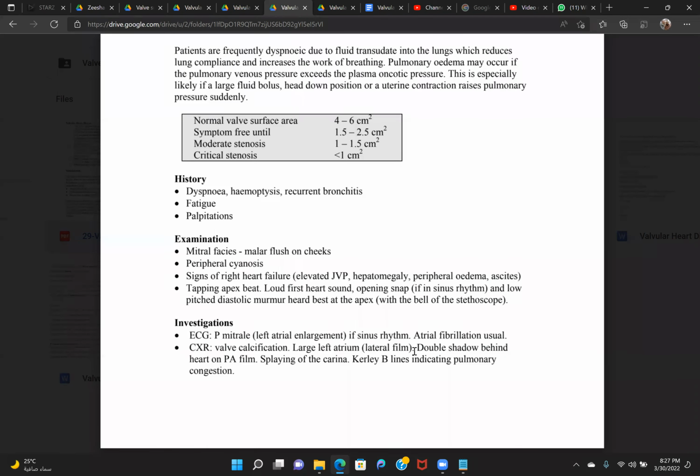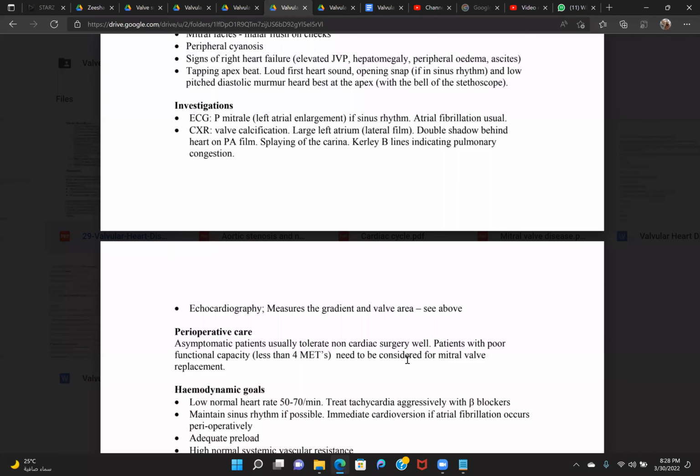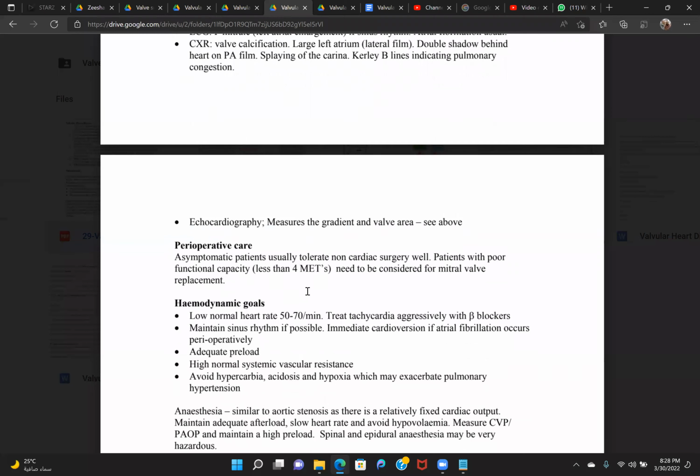And what else? Double shadow behind the heart on PA film in X-ray. This may not be there in every patient. Don't forget that a patient with mitral stenosis, if not symptomatic, may have a normal X-ray. But these are the findings which may be there in different patients: signs of failure.